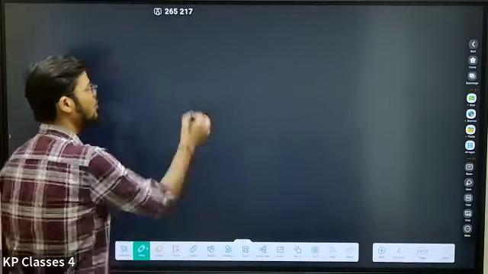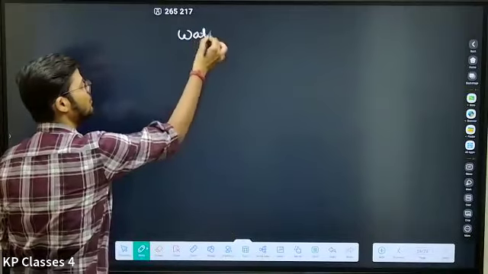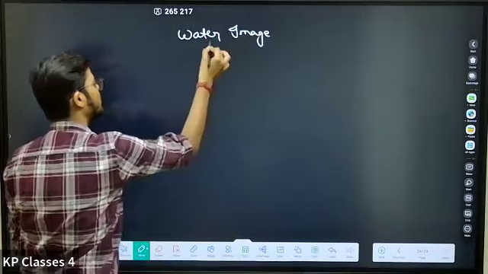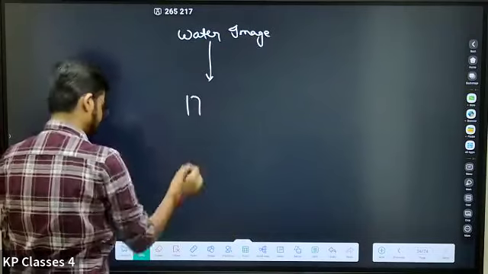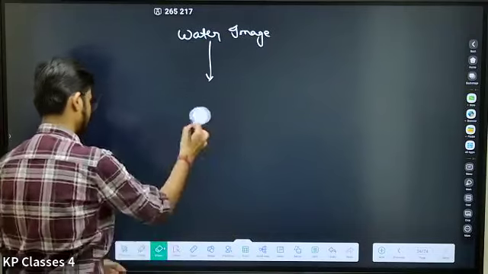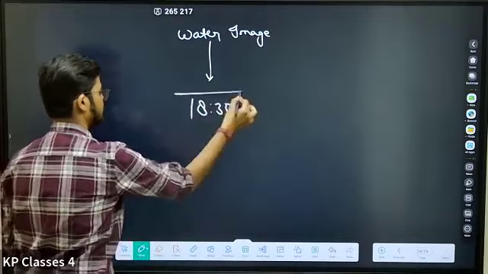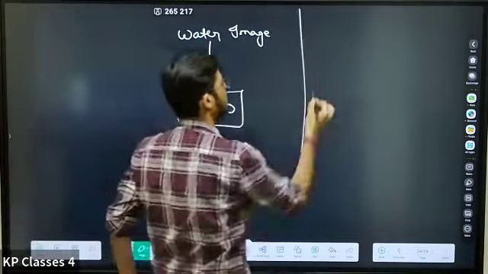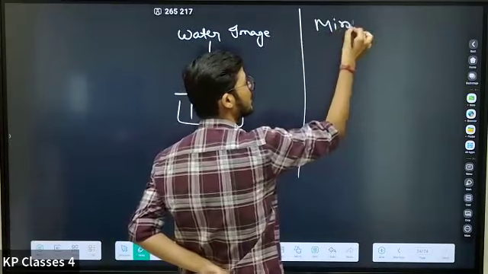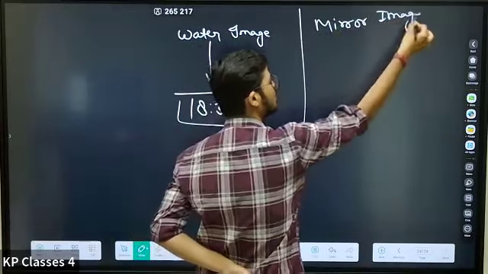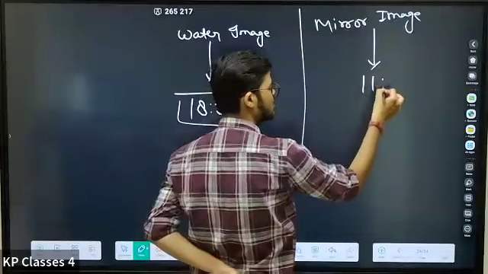Now let's talk about the water image and mirror image with respect to the clock. Try to understand water image. Mirror image. You can write these down, and after the class you can note these down. Mirror image, 11:60.